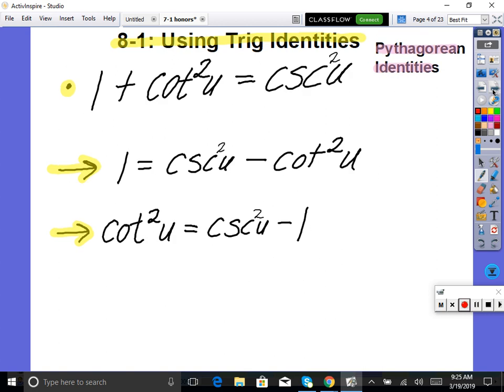You already have those ones written down, and then we have 1 plus cotangent squared is equal to cosecant squared, and then our three variations. So you guys are all seeing now, hopefully, which ones are more simplified, right? The left side or the right side? Left is more simplified, right? One term? Okay, cool.